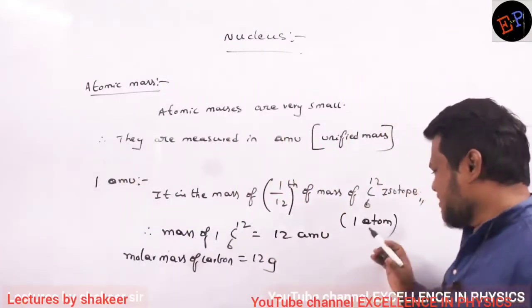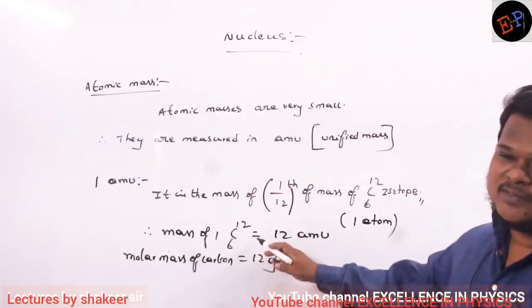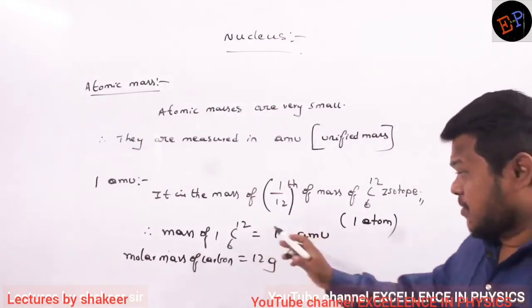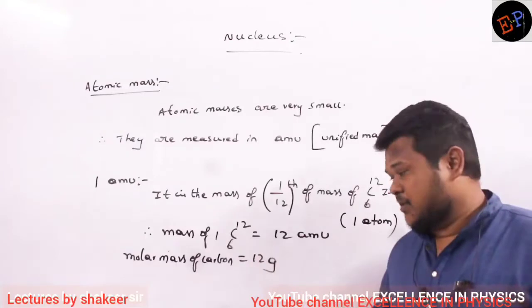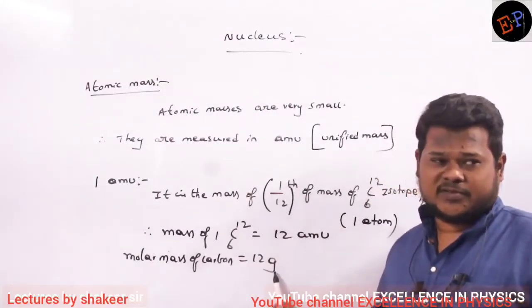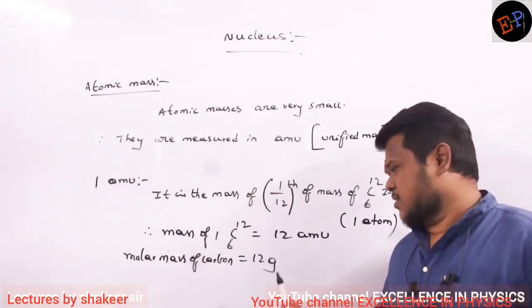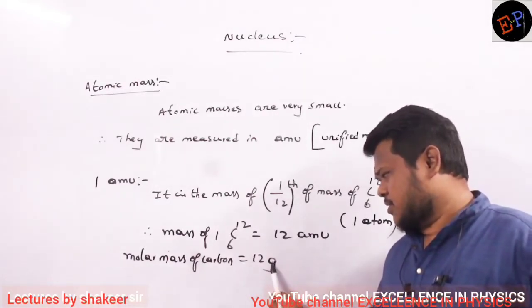1/12th mass of carbon is taken as 1 AMU. Are you able to understand, ma? Then what is the mass of total carbon? 12 AMU. Understood, no? So mass of single carbon atom is 12 AMU. Then molar mass of carbon is 12 grams. You know this one already, no? In chemistry you should have studied, no? Molecular weight or molar weight of carbon is how much? 12 grams. Now what is meant by 12 AMU? What is meant by 12 grams?